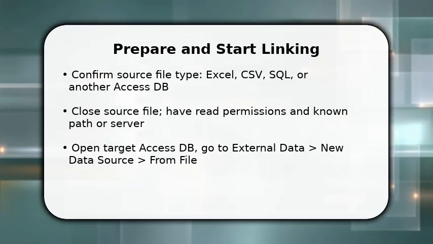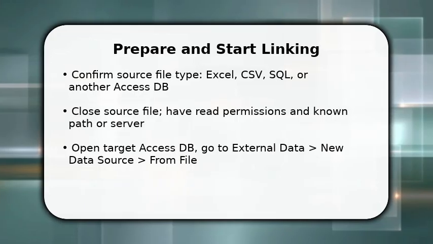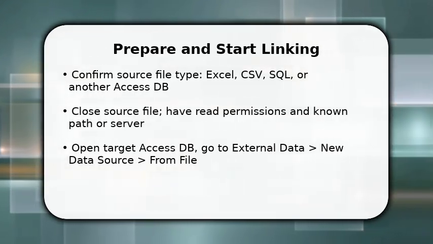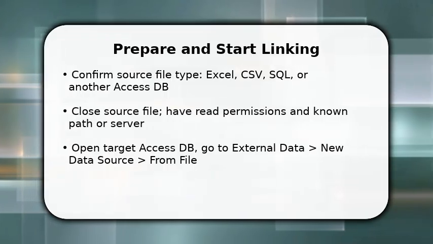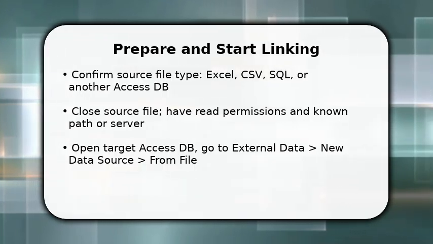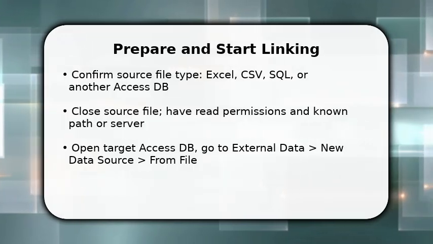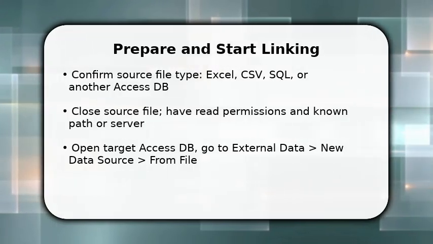You begin by verifying the source type and locking down the file path so Access can reach it. Once done, close the source to avoid read conflicts and confirm you have permissions. Open your target Access database and choose External Data, then New Data Source, then From File. This starts the link process.